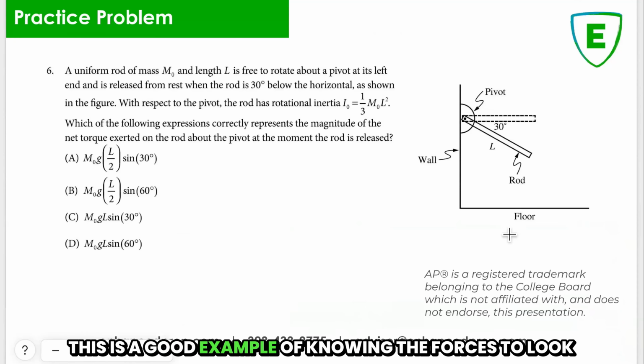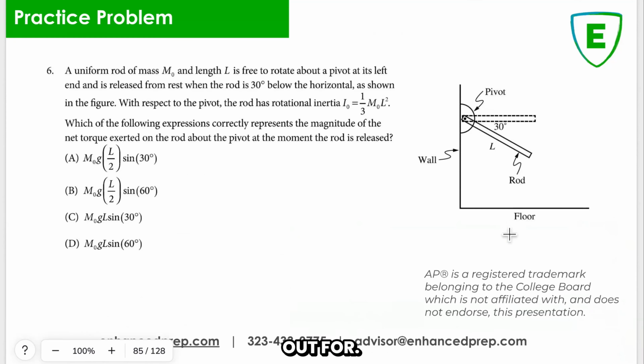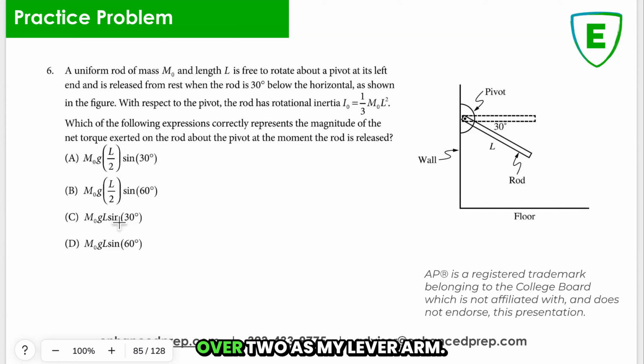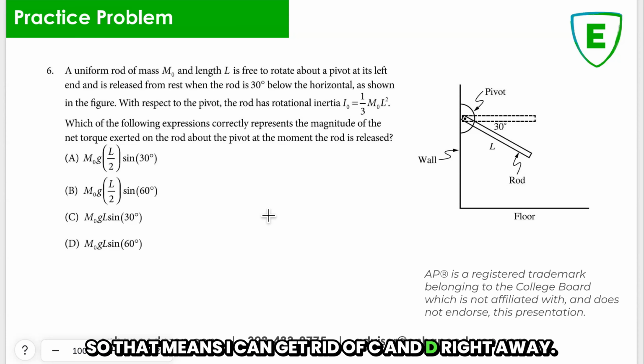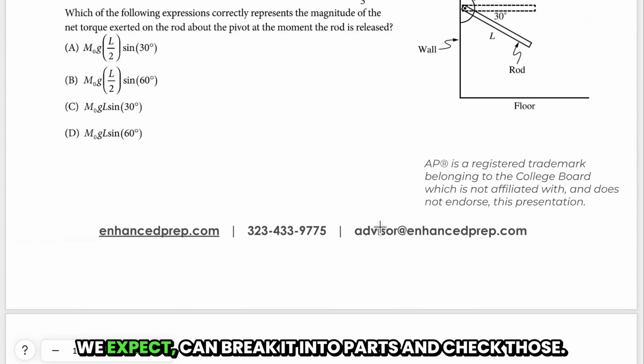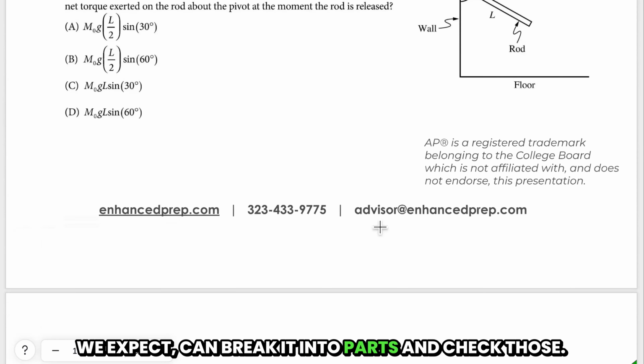Ooh, this is a good example of knowing the forces to look out for. Torque is what? The lever arm times the force. The mass acts at the center, so I'm looking for L/2 as my lever arm. So that means I can get rid of C and D right away. So it goes to show, hey, think about what variables we expect, break it into parts and check those.